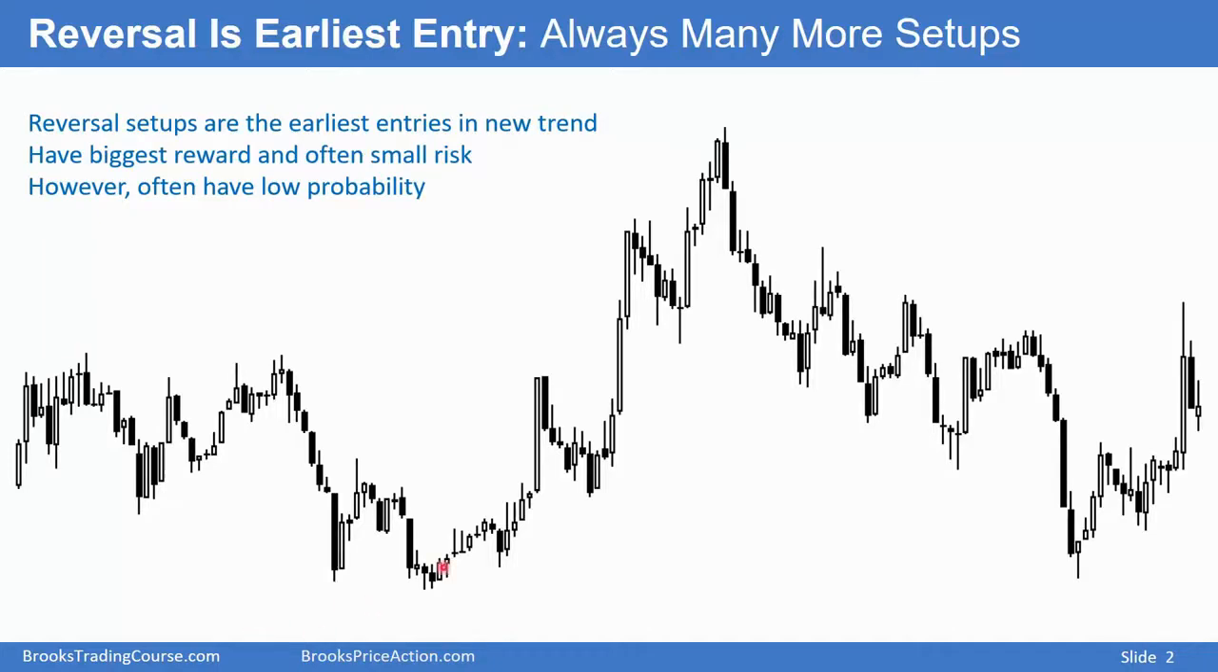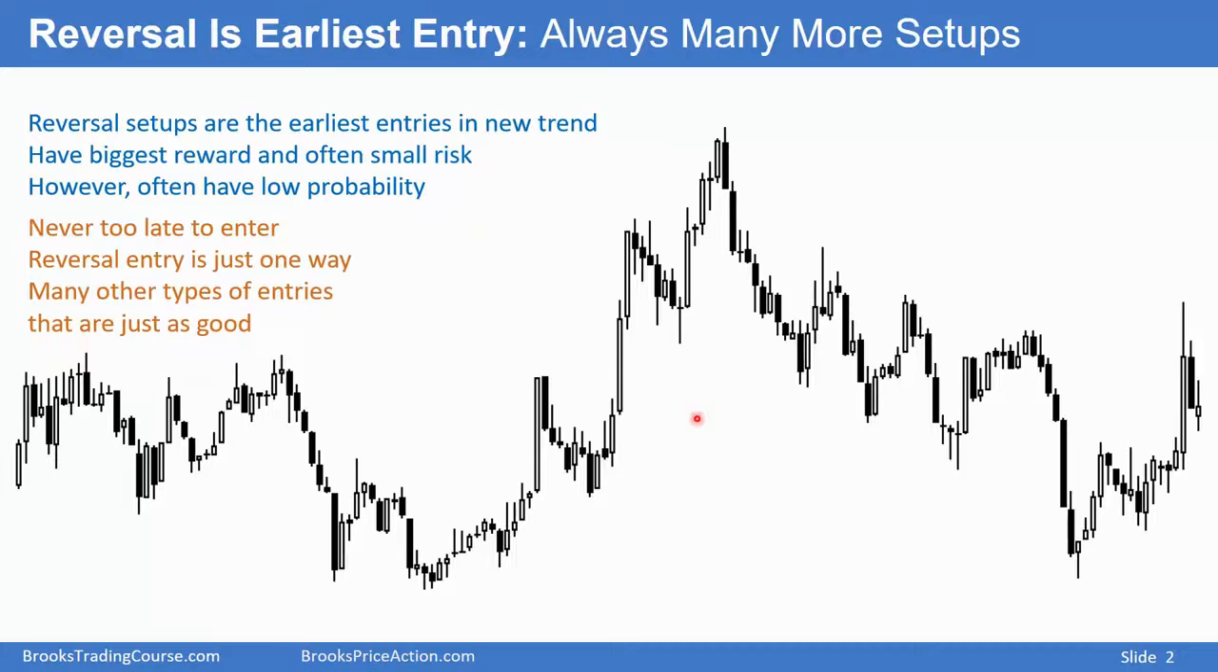The advantage of entering on the first reversal is that the risk is small. It's the smallest that you're going to have in the entire trend. For example, selling up here. The risk is relatively small compared to the reward. However, the probability is usually lower as well. It's higher probability to trade after the trend has begun, but at that point the stop is further away.